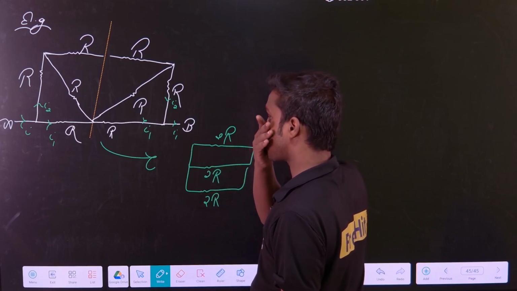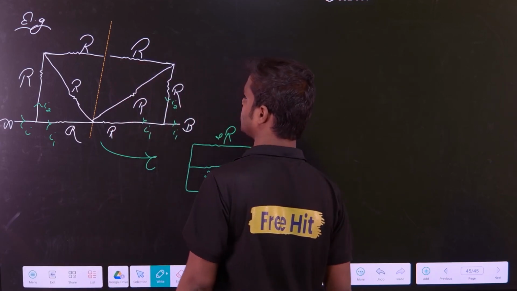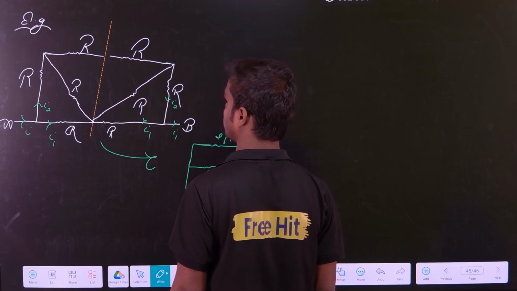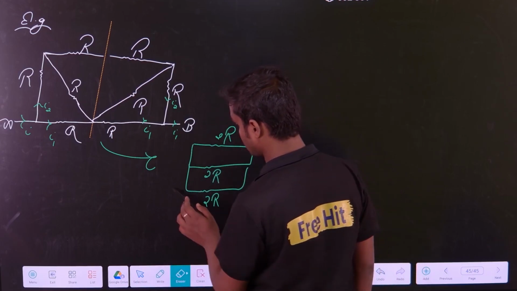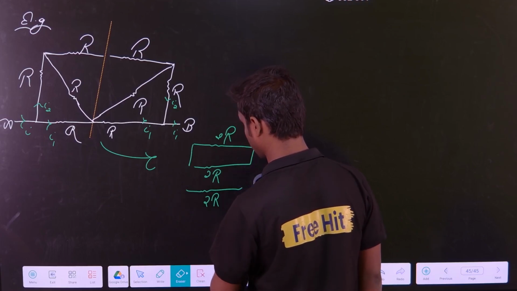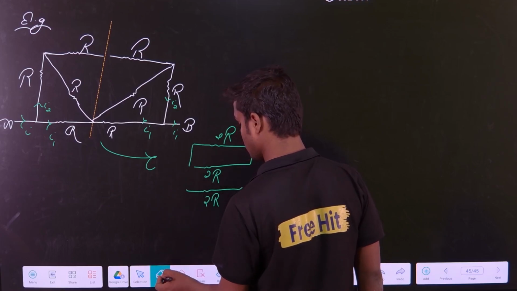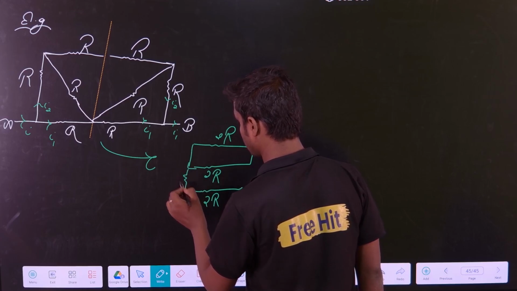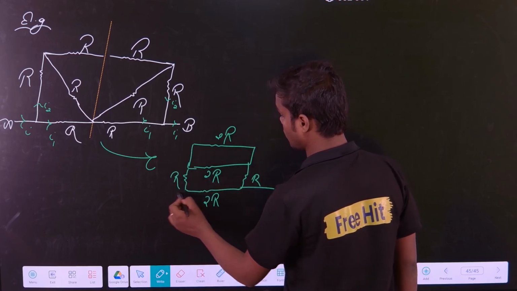Correct or not? Okay, this is also correct. And one more thing, sorry, I left out that there is one resistance R there, no? So this resistance is also R and this resistance is R. And there you have to find R equivalent.